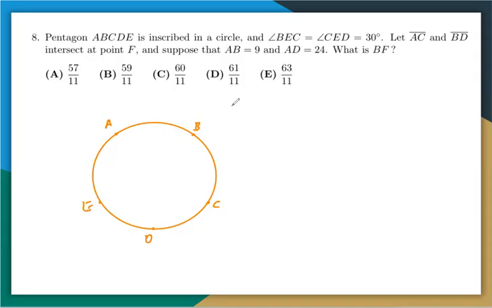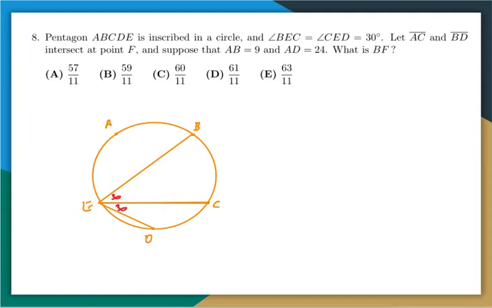Okay, so the angle BEC is given. So B, E, C, this is 30 degrees. And then CED, so that's CE right here, and then D is right here. That is also given as 30 degrees.